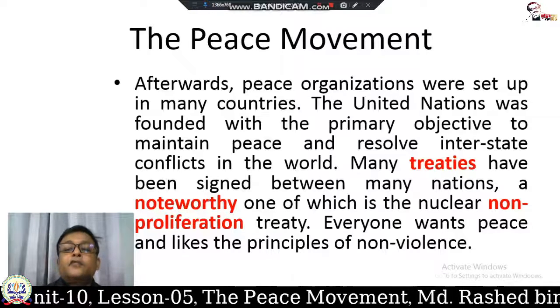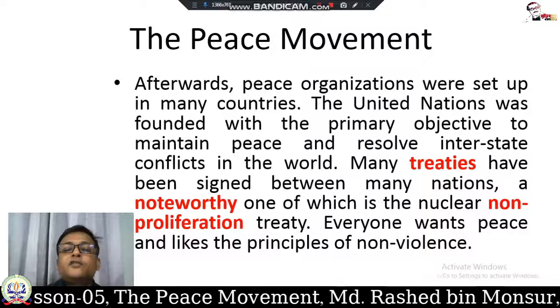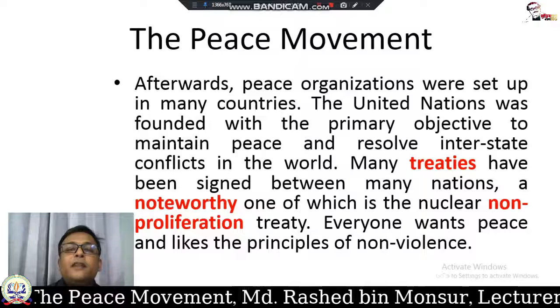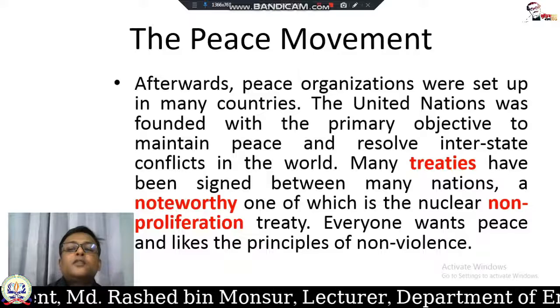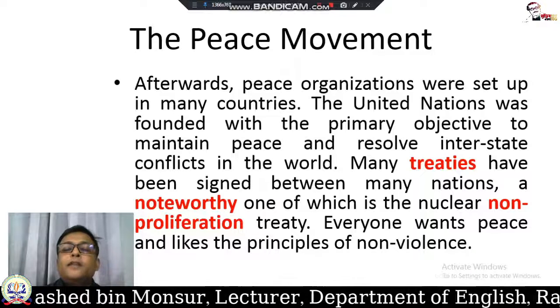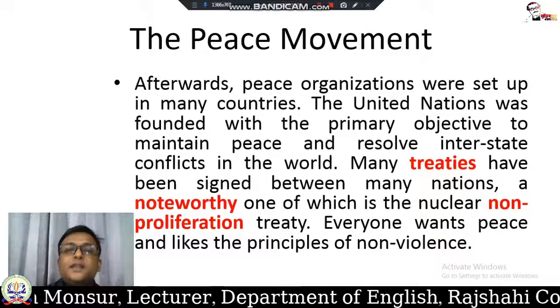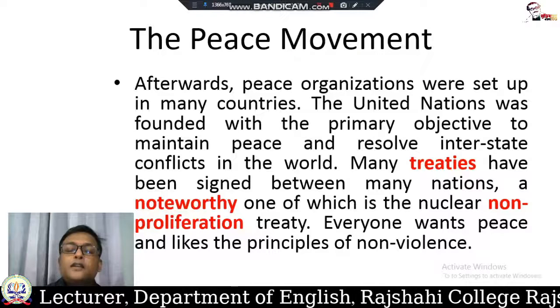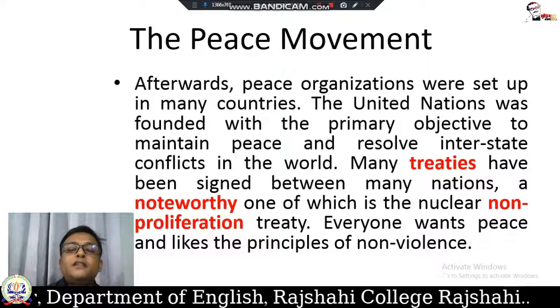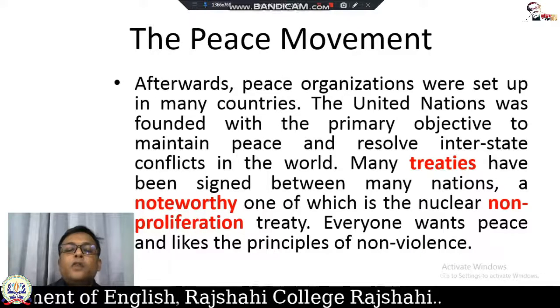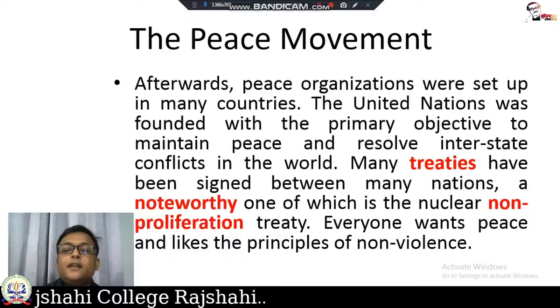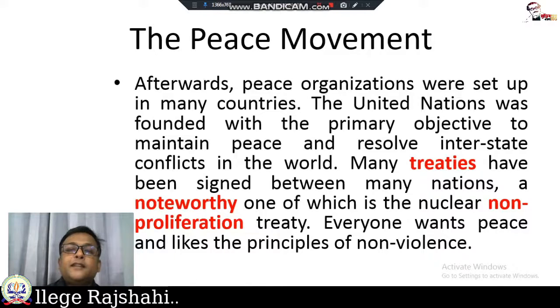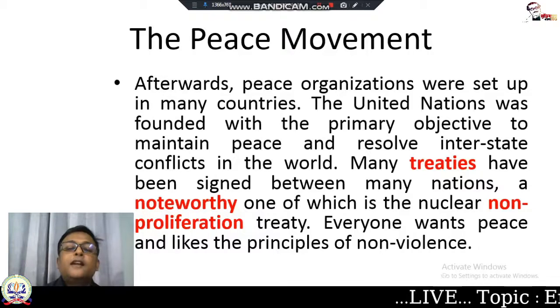And then many treaties have been signed between many nations. Treaties, you understand, treaties means agreements or pacts. Alright, agreements, chukti. So many treaties have been signed between many nations regarding peace. So to maintain peace all over the world, many nations have signed many treaties. A noteworthy one of which is the Nuclear Non-Proliferation Treaty. Okay, it is popularly known as NPT. NPT is actually the Nuclear Non-Proliferation Treaty.